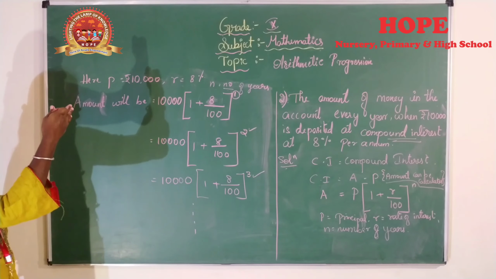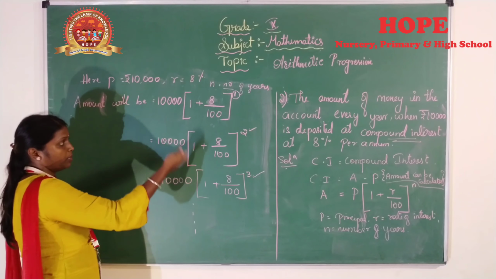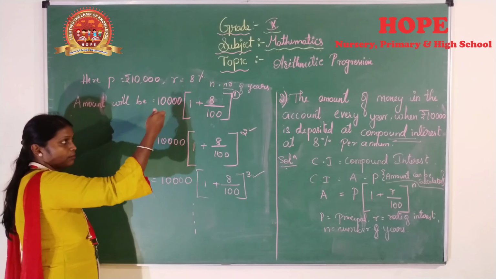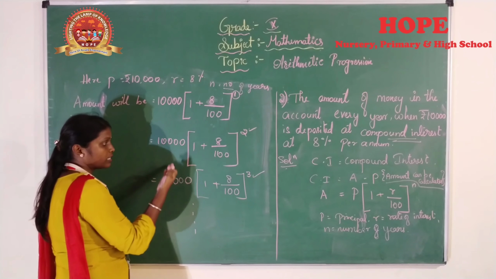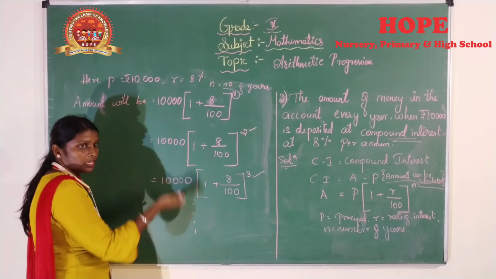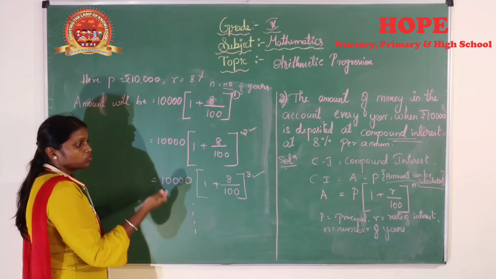So it has a common difference between each 2 years, the same like the first year. When we compare the first year and the second year, the difference is the same. When we compare the second year and the third year, the difference is the same. Okay, so this is how it goes on. So it is an AP.